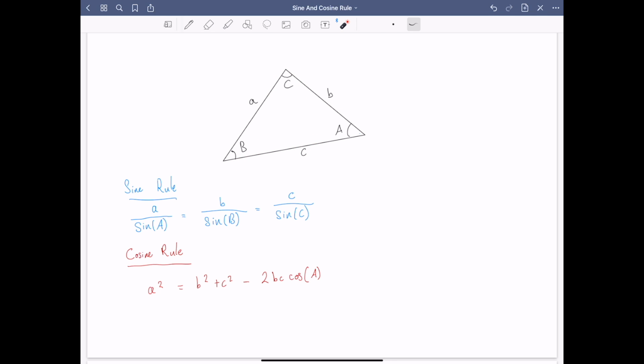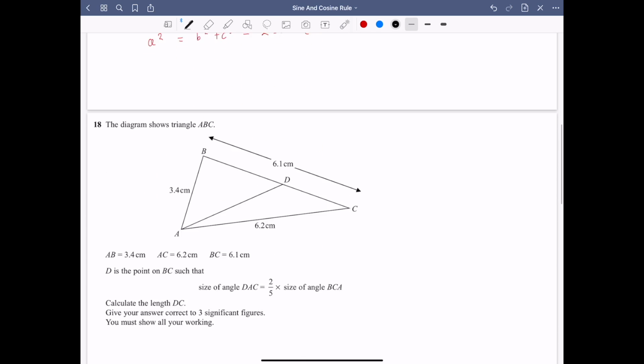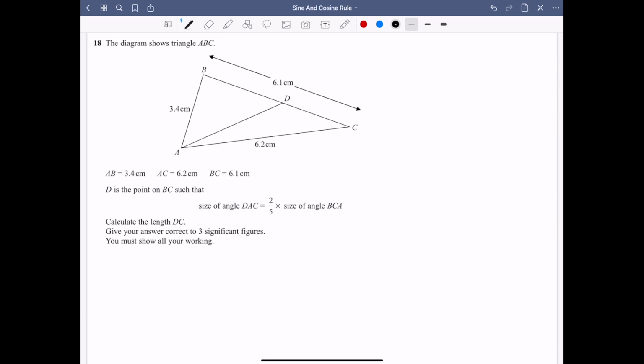So I'm going to be going through some questions, and the first one is this one, which is the question from your paper. What this question is asking us to do is to work out the length of DC, this side, to three significant figures. And the first bit of information it gives us is about the size of angle DAC and the size of angle BCA and how they're related.